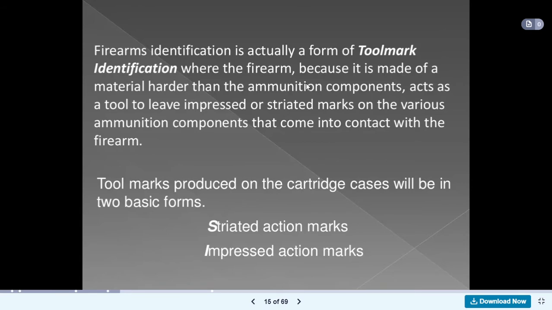Firearms identification is actually a form of a tool mark. So remember and take note, tool mark identification where the firearm, because it is made of material harder than ammunition components, acts as a tool to leave impressed or striated marks. So take note, impressed or striated marks on the various ammunition components that come into contact with the firearm.